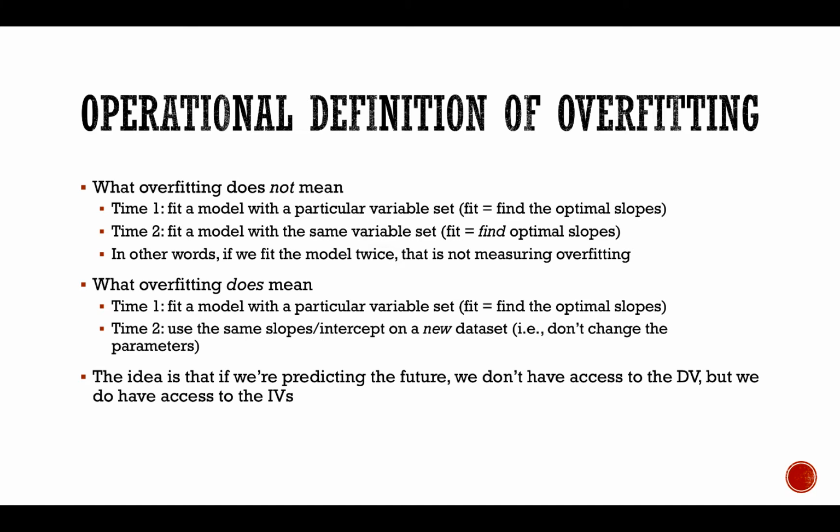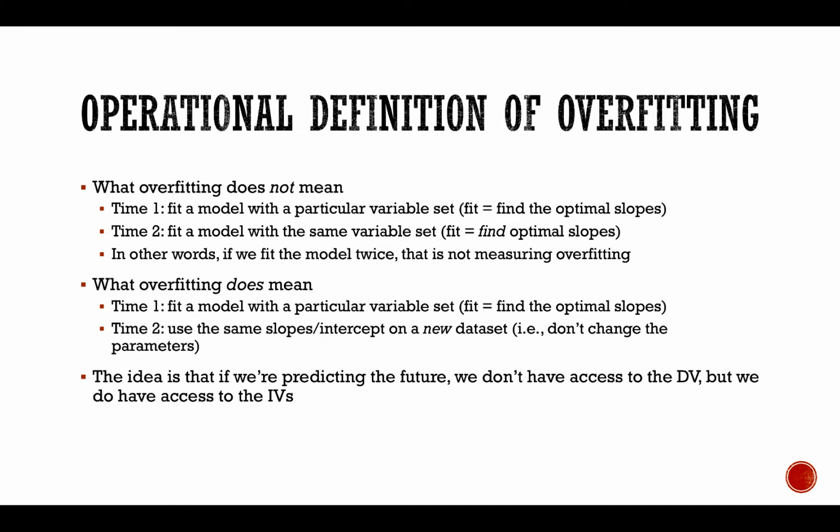Okay, so how do we measure overfitting, or what does it mean? At time one, it's exactly the same as before. We fit a model with a particular variable set, where again, fit means we find the optimal slopes. Then at time two, we don't fit the data. We use the exact same slopes and intercept that we used at time one on the new data set. So there's actually no fitting involved. We are just predicting the new scores based on the old regression weights.